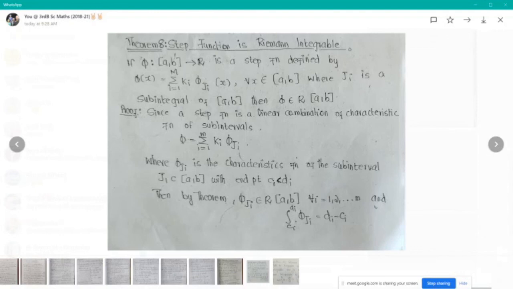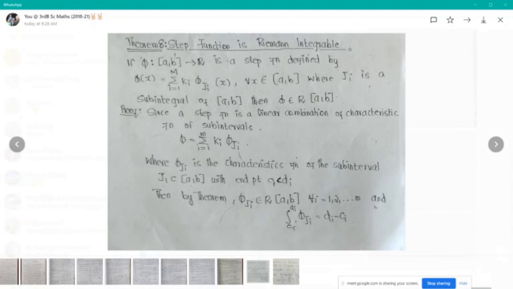Phi is a step function. So phi of x is equal to the sum from i equal to 1 to m of ki times the characteristic function of Ji at x, for all x in [a, b], where Ji is a subinterval of the closed interval [a, b]. Then phi is Riemann integrable on [a, b], since a step function is a linear combination of characteristic functions on the subintervals. You can write phi equal to the sum of ki into chi Ji, where chi Ji is the characteristic function of the subinterval Ji of [a, b] with endpoints ci less than di.